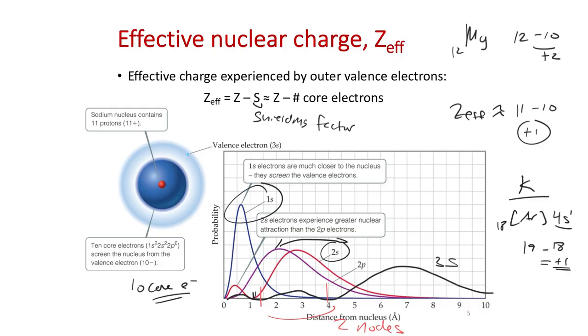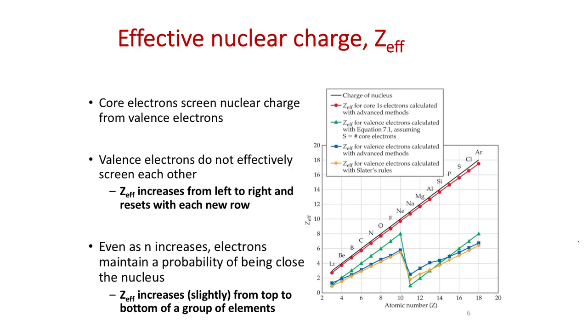Now, this is an approximation. This isn't a direct calculation, so we'll have to think about how this breaks down, so we can then understand if there's a top to bottom trend for effective charge. That's what the next slide will look at. So let's take a look at this slide here. This slide's looking at a lot of things.